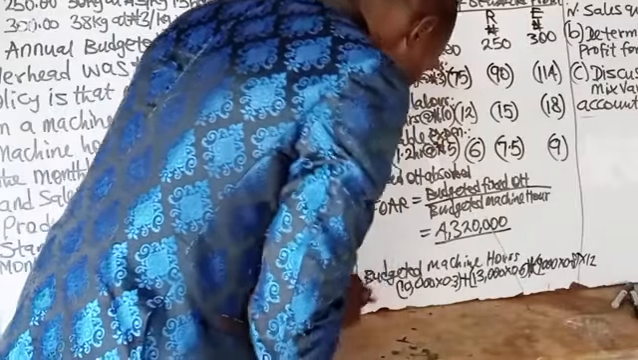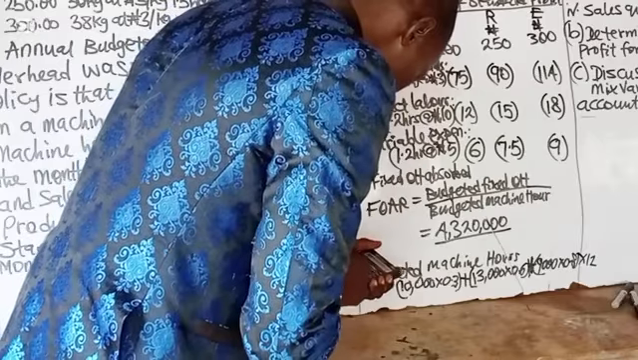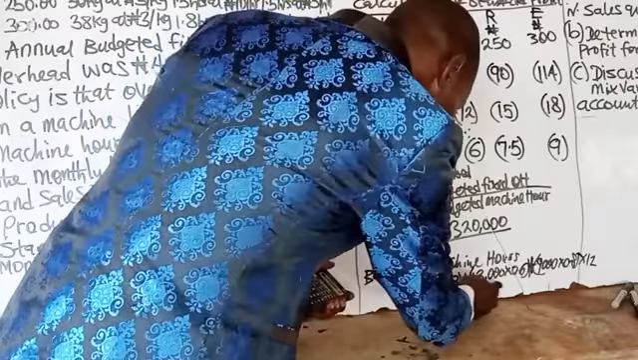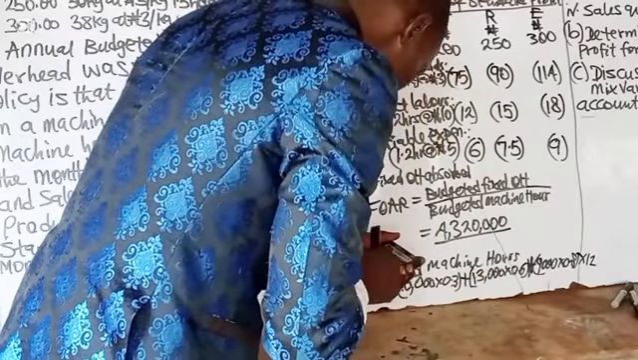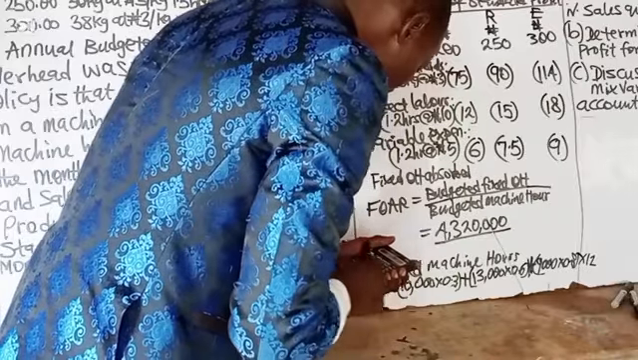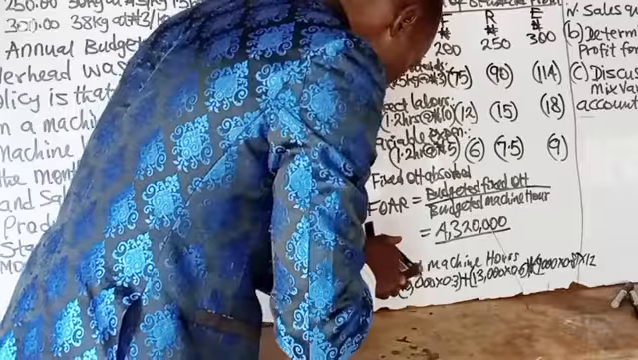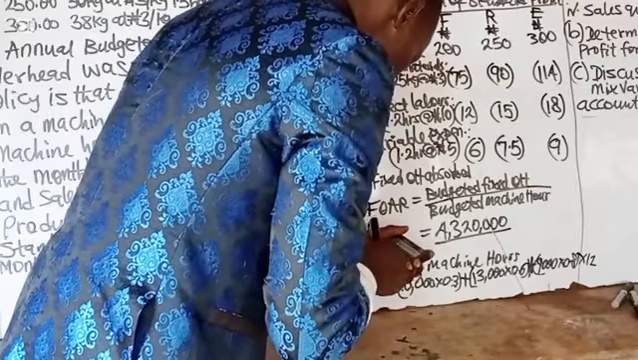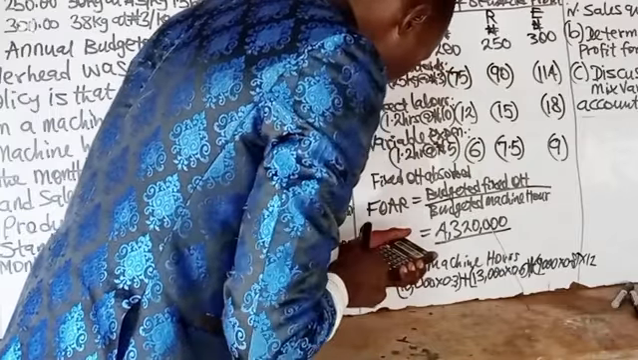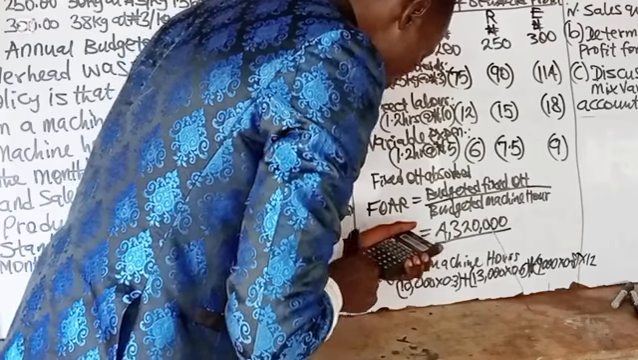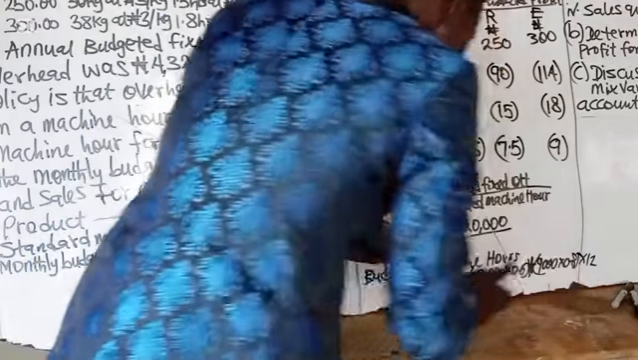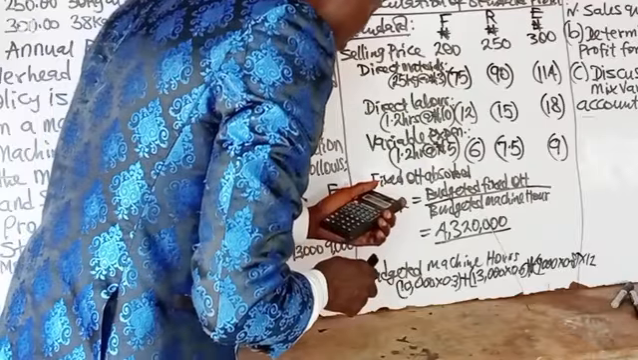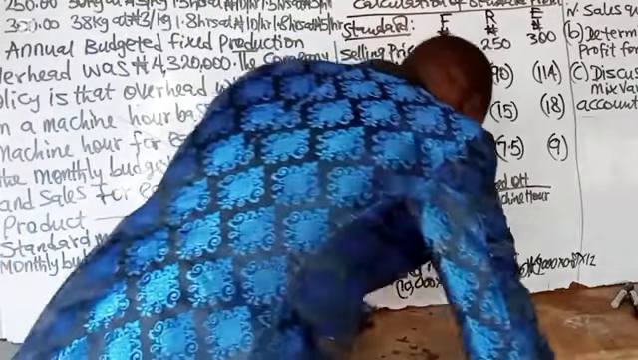10,000 times 0.3 will be 3,000. Plus 13,000 times 0.6. That gives us 7,800. Plus 9,000 times 0.8. That gives us 7,200. The sum of the three is 18,000. Now for the 12 months in a year, we have times 12. That gives us 216,000 machine hours.